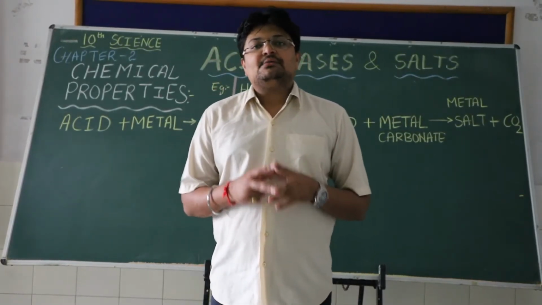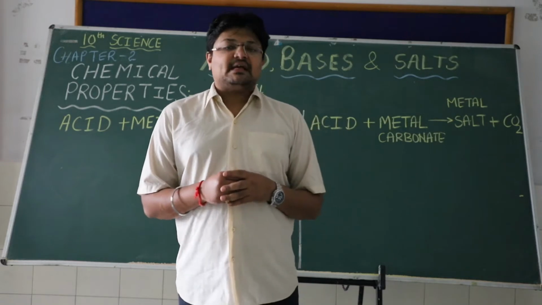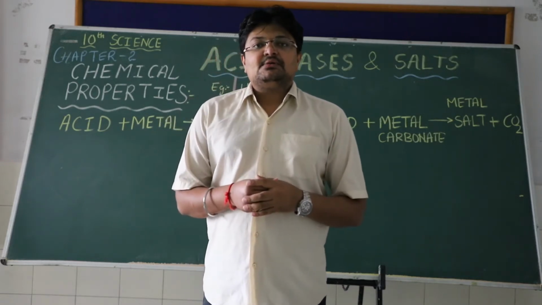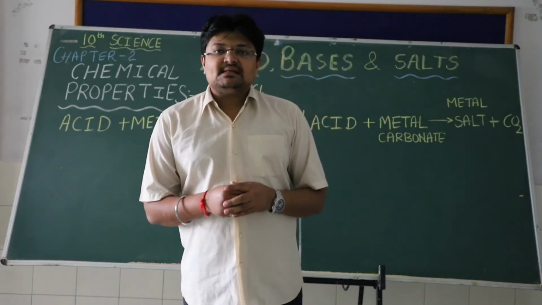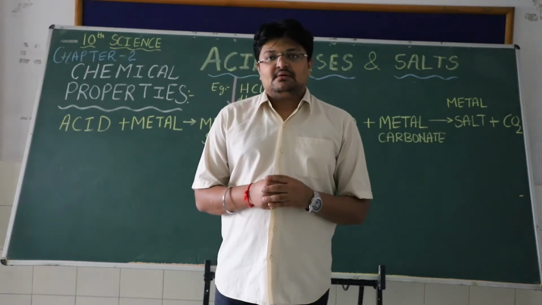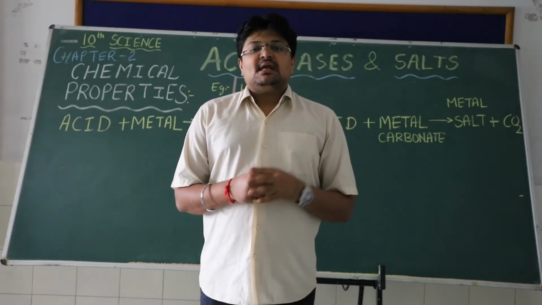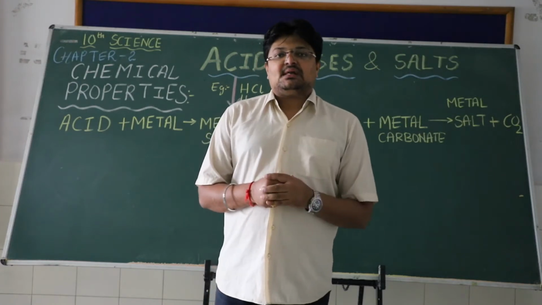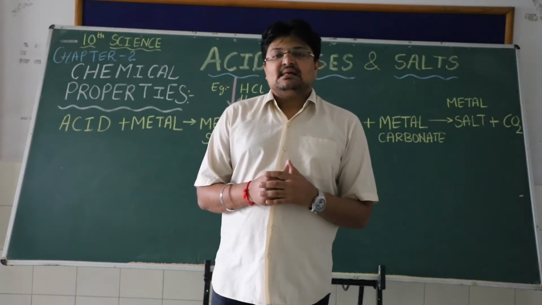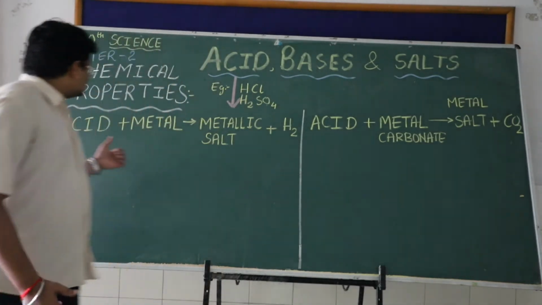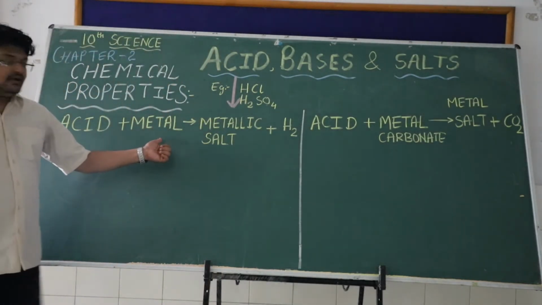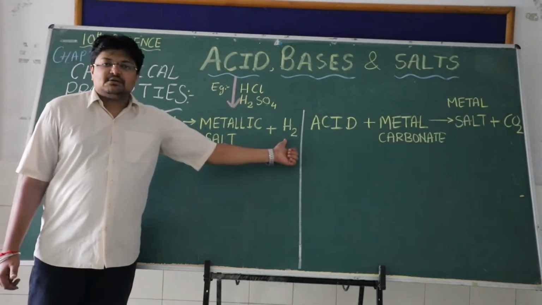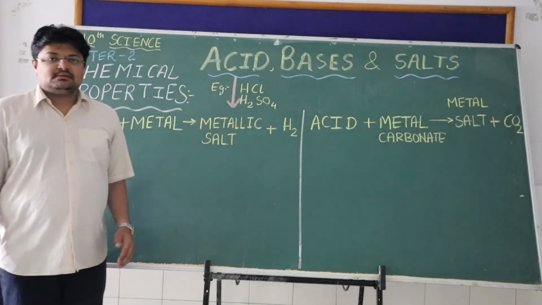Today we are going to start chemical properties of acid. Please refer to the basic properties of acids and bases in my previous video so that you can come to know in more detail about the chemical properties. The first property of acid is when acid reacts with metal, it forms metallic salt and hydrogen gas evolves.